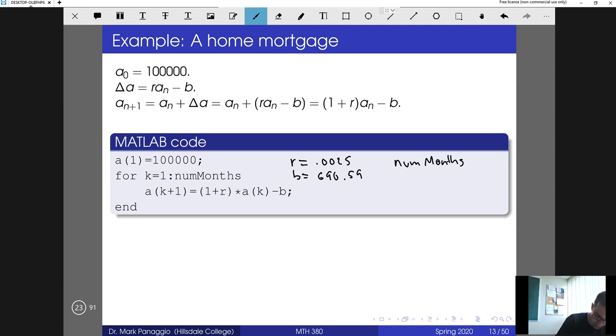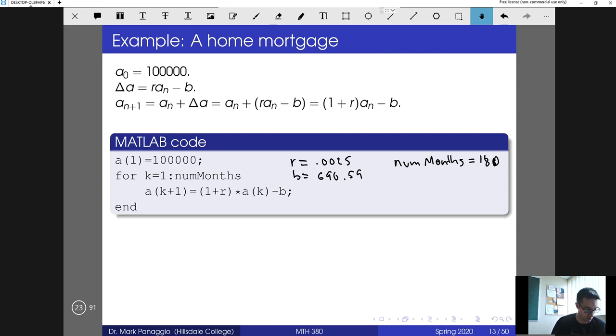We said we need to compute the balance after 15 years, which is a total of 15 times 12, or 180 months. And so that's how many times we're going to have to cycle through our loop, 180. All right, so as before, we will need to define the initial value for the state.